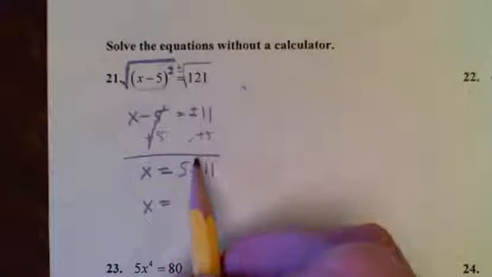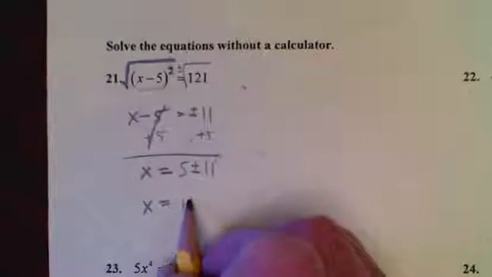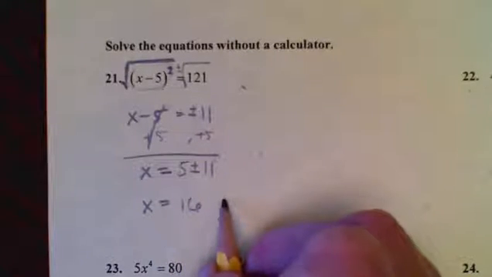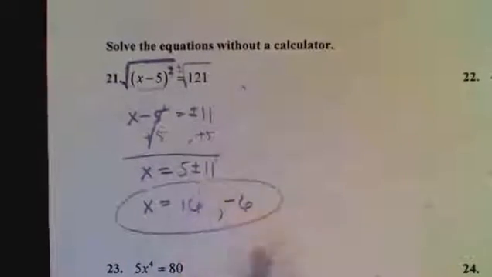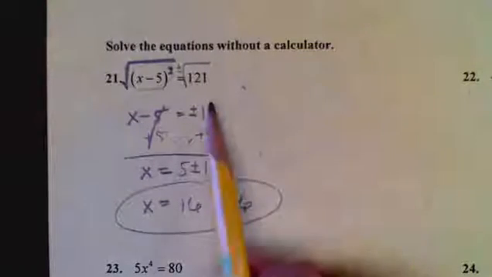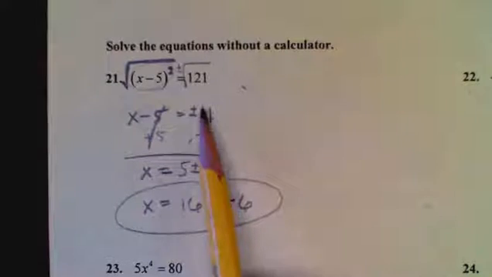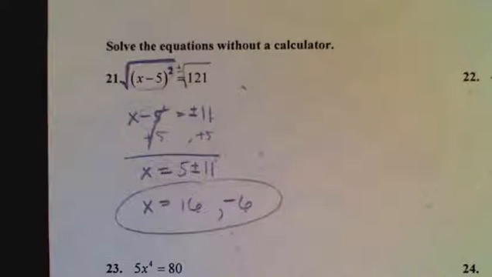So if I take 5 plus 11, I get 16. If I take 5 minus 11, I get negative 6. So there's two answers to that. So just make sure that plus or minus, you're just adding 5. So you're going to take 5 plus 11 for one answer and 5 minus 11 for the other answer.